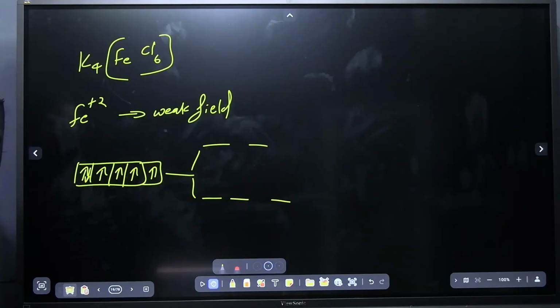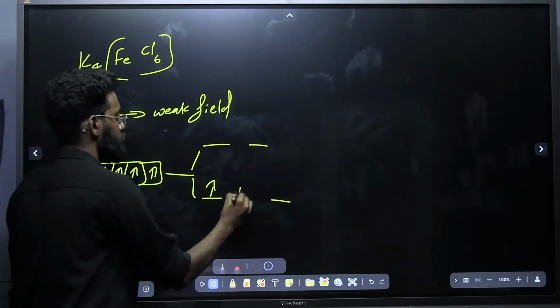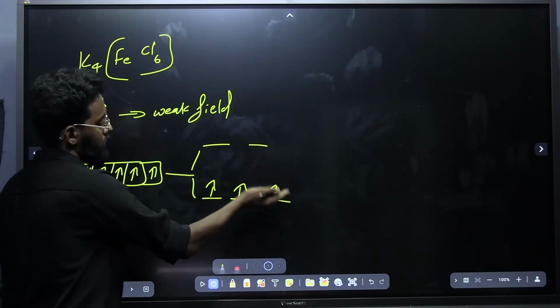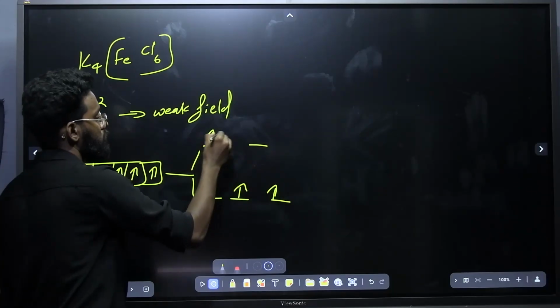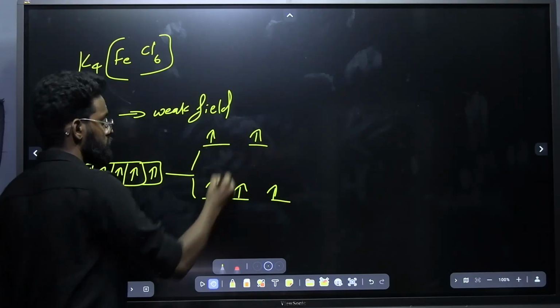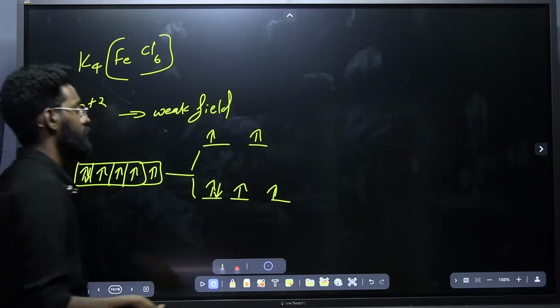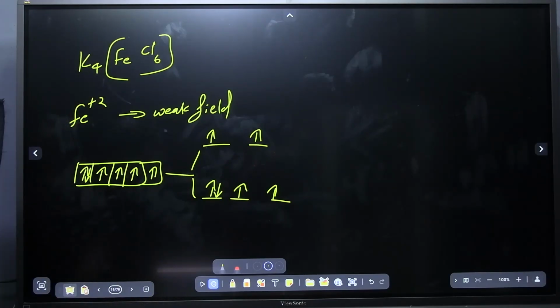As it is a weak field ligand, the splitting energy is very less. After the third electron, the fourth electron will go to the higher level, then comes to the lower level and will be paired there. Got it? It will be following Hund's rule. Clear? Now what is the CFSE?